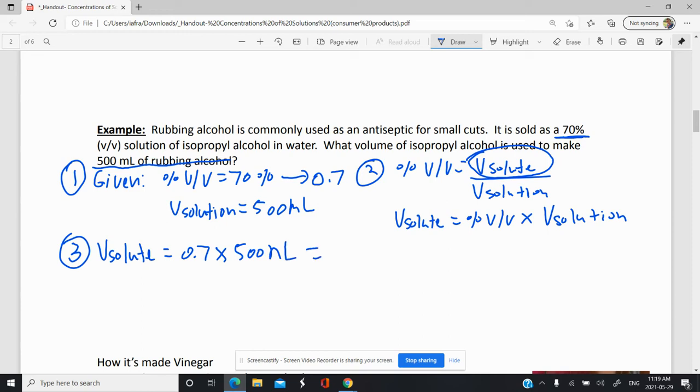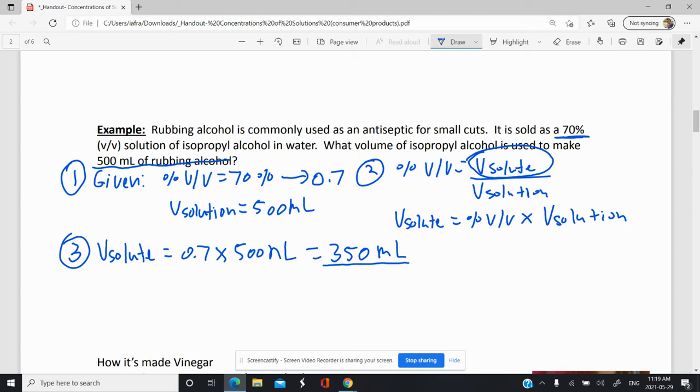So 0.7 times 500 mils, which is about 350 milliliters. So this is how much alcohol you would need to make that solution, the total solution. So you have 350 mils of alcohol, and the rest would be water.